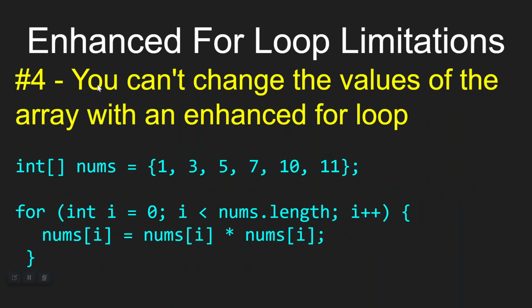And then the final limitation is that you can't change the values of the array with an enhanced for loop. So we saw in lesson 2, I could take an array of integers called nums, and I could loop through, or I could traverse that array, and I could reassign each value to be the value times itself. So I could basically go through and reassign each of these to be the square of the number. I'm sorry, this is something I can do with a regular for loop, but I wouldn't be able to do that with an enhanced for loop.